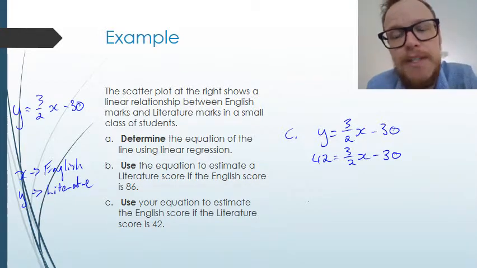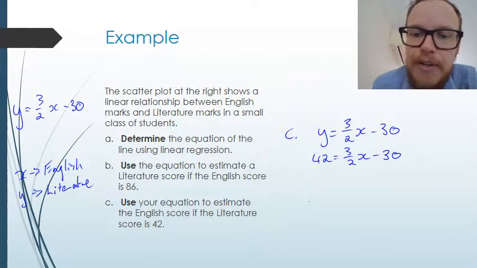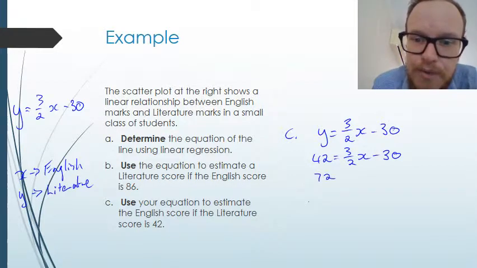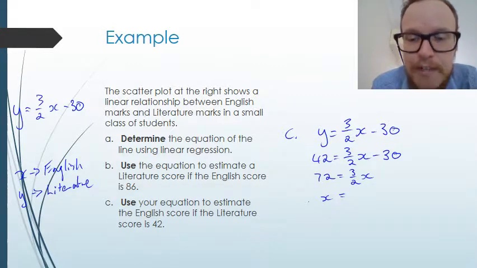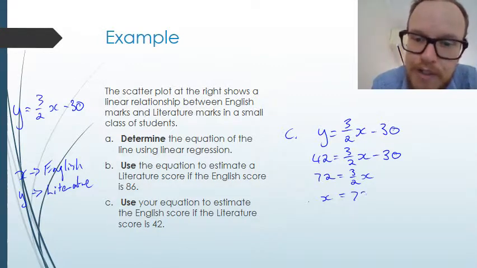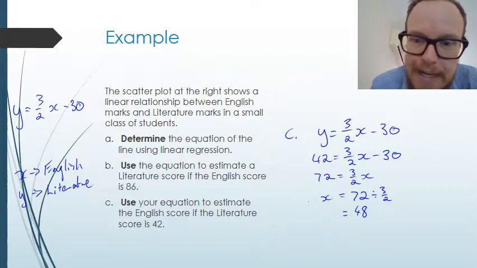So in order to solve this, we need to get x by itself, so we need to do some algebra here. Adding 30 to both sides, we get 72 is equal to 3 over 2x. And then we can get x by dividing both sides by 3 over 2. So 72 divided by 3 over 2, or multiplying by 2 over 3, it's the same. And we get that the English score should be about 48.